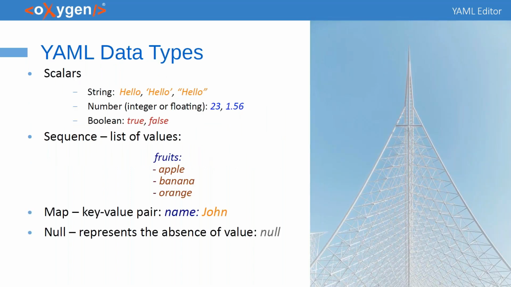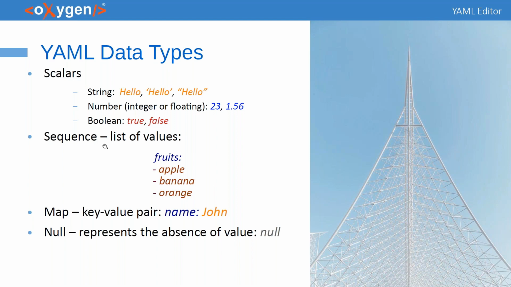There are different types of YAML data, so you can use scalars like strings, and the strings can be written with quotes or double quotes, but you can also write a string without any quotes, and this will be automatically determined as being a string in case it's not a number. For the numbers, you can use integer or floating, but you can also use exponential numbers.